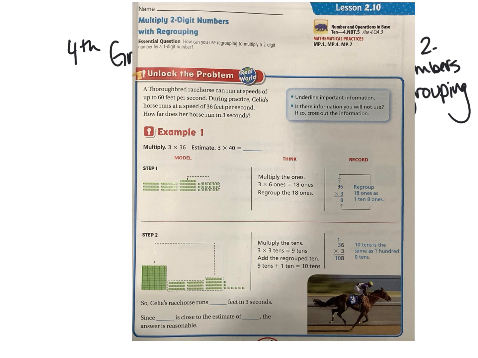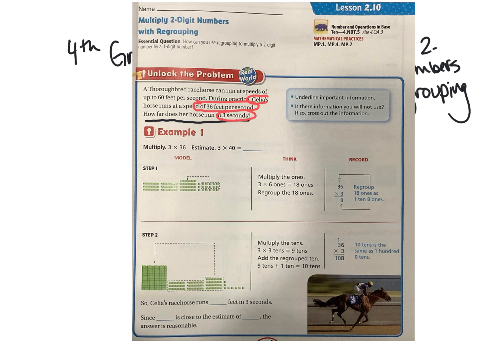Let's underline the question. It wants us to say how far the horse runs in 3 seconds. And so let's go back into the problem and look at what information is there that is of use to us. How fast does Celia's horse run in 1 second? Oh, Celia's horse ran 36 feet per second, singular, 1 second. So 36 feet in 1 second. We want to know how many feet it runs in 3 seconds. That would help answer our question.